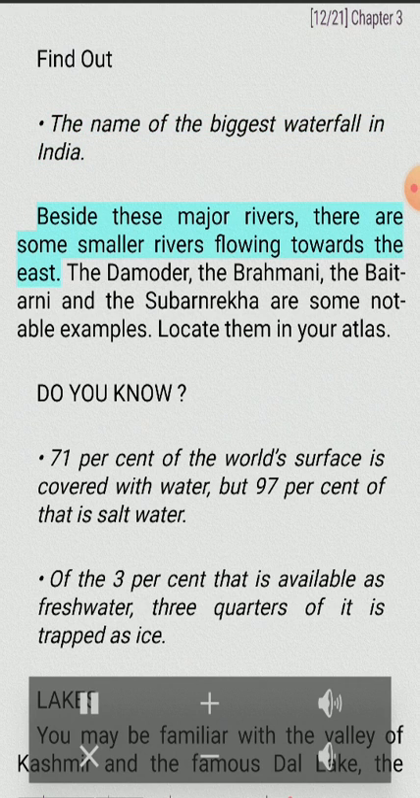Besides these major rivers, there are some smaller rivers flowing towards the east. The Damodar, the Brahmani, the Baitarani and the Subarnarekha are some notable examples. Locate them in your atlas. Do you know? 71% of the world's surface is covered with water, but 97% of that is salt water. Of the 3% that is available as fresh water, 3/4 of it is trapped as ice.